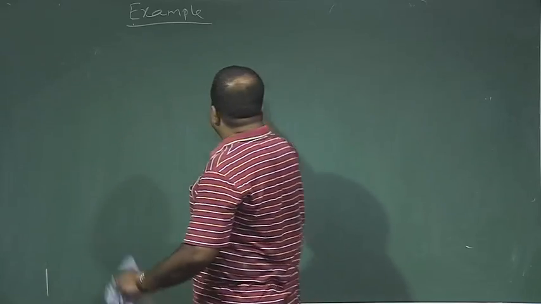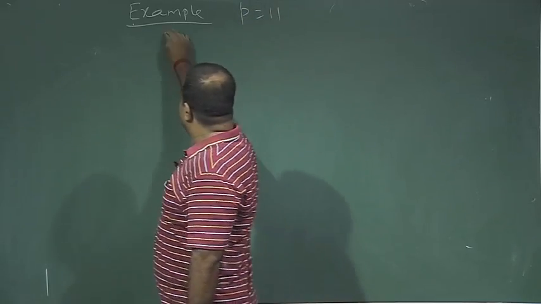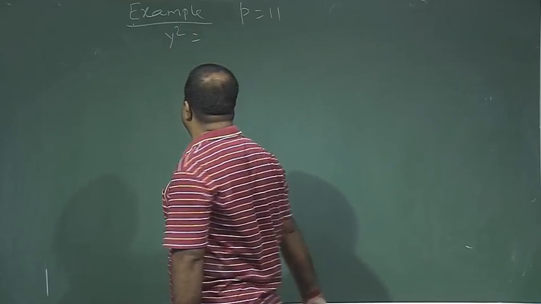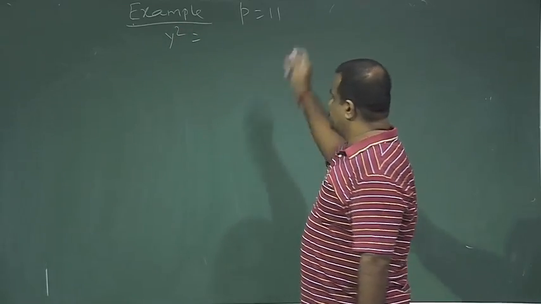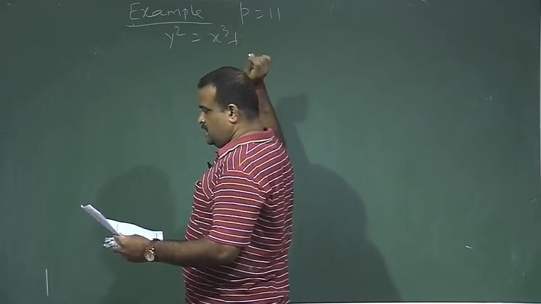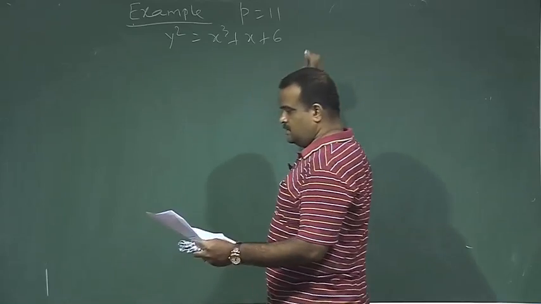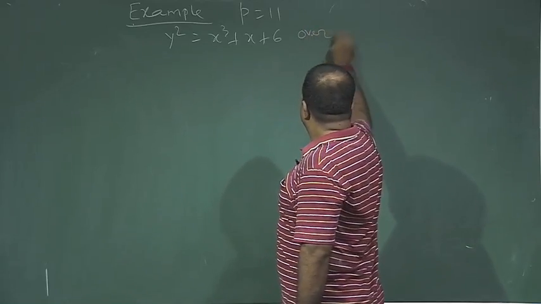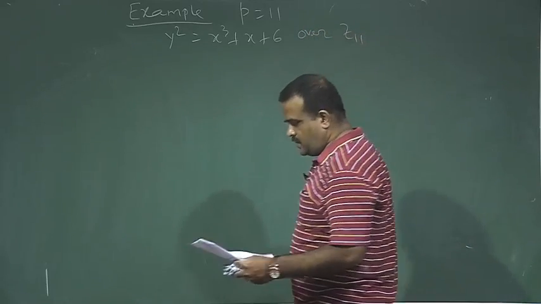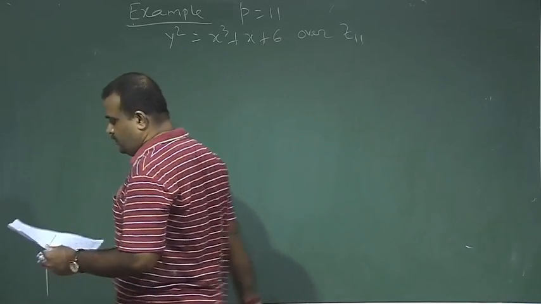So, here we are taking p equal to 11, and we are taking this curve y square equal to... so we need to choose a and b from Z 11. We are taking this curve y square equal to x cube plus a x, where a is 1, plus 6 over Z 11. Okay.